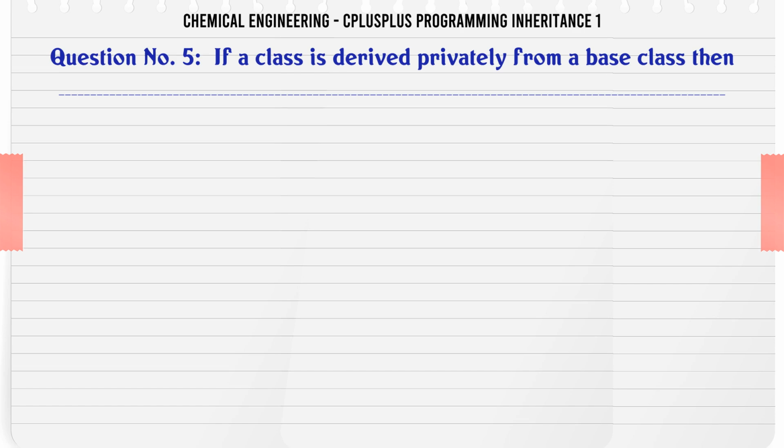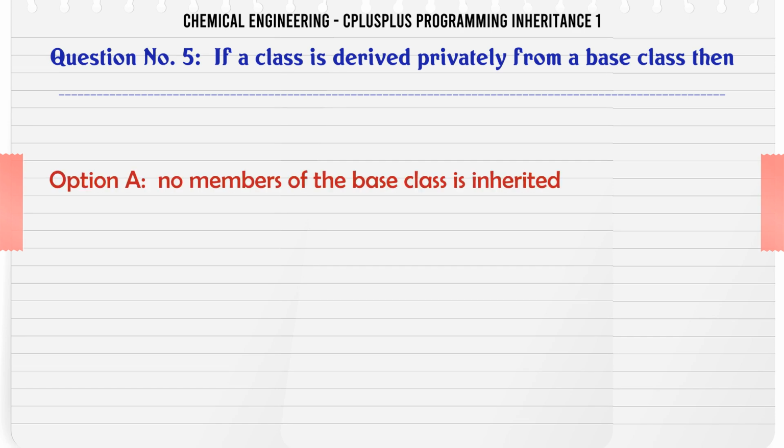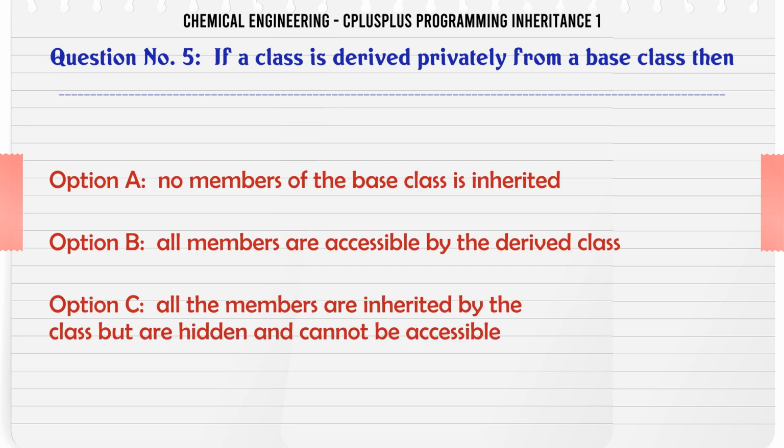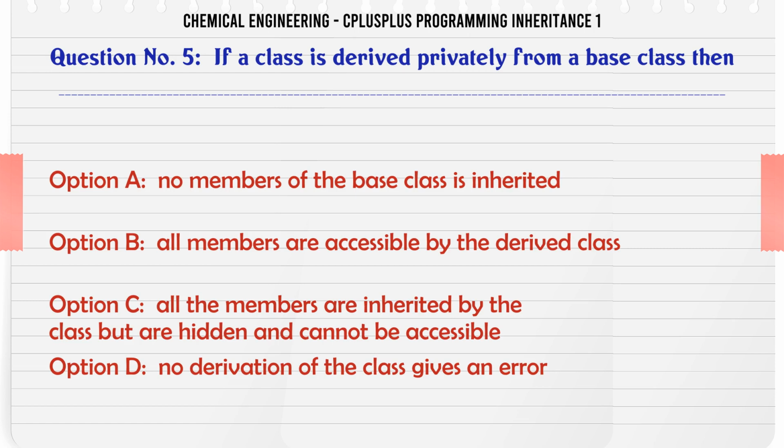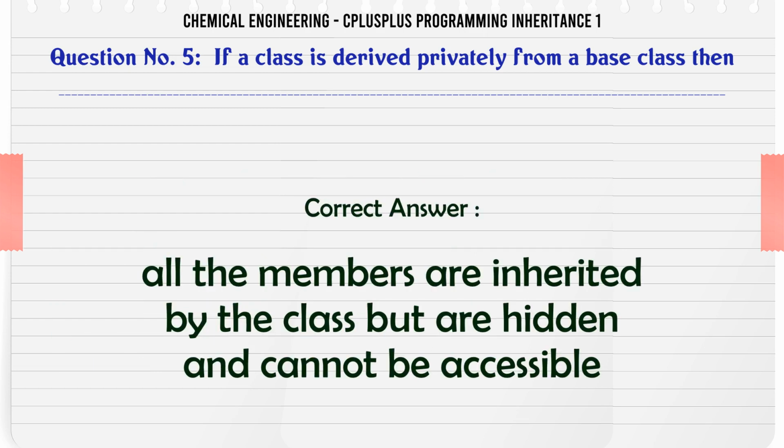If a class is derived privately from a base class, then: A. No members of the base class are inherited. B. All members are accessible by the derived class. C. All the members are inherited by the class but are hidden and cannot be accessed. D. No, derivation of the class gives an error. The correct answer is all the members are inherited by the class but are hidden and cannot be accessed.